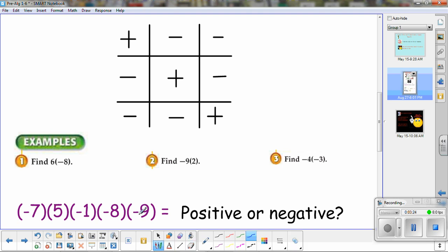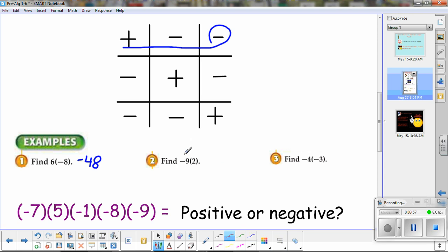First example, -6 times -8. Good things happening to bad people is, sorry, good things happening to bad people is bad, -48. Or if you have one of each, it's always negative. Using the tic-tac-toe board, you would go up here and say a positive times a negative is negative.